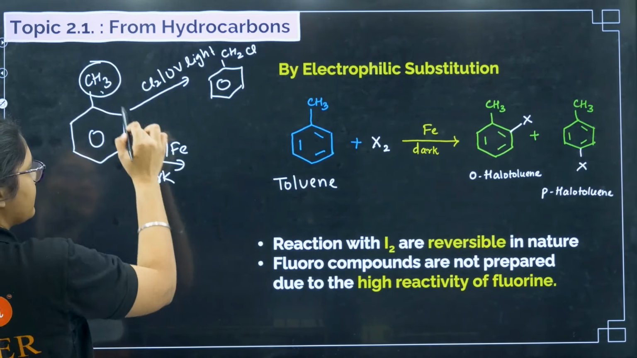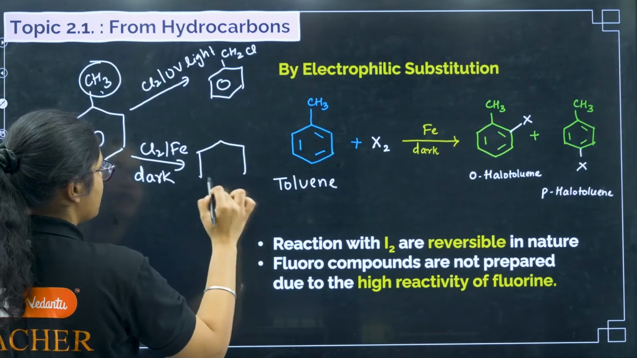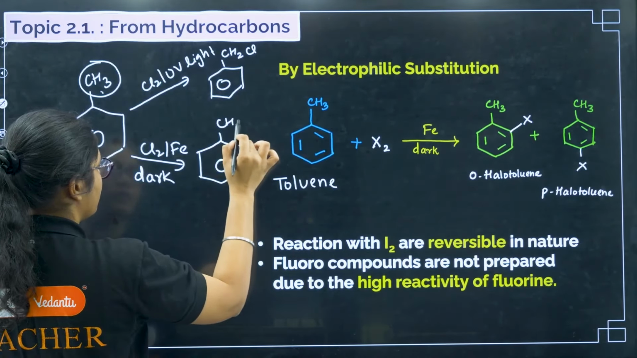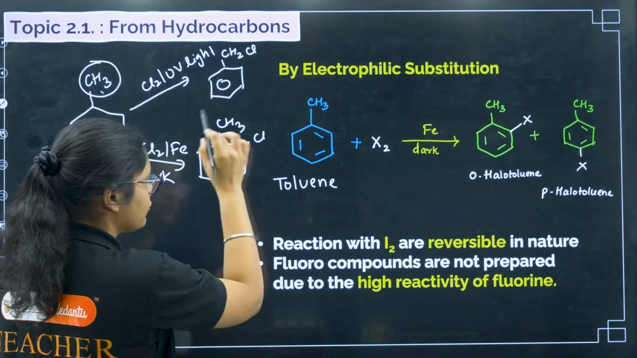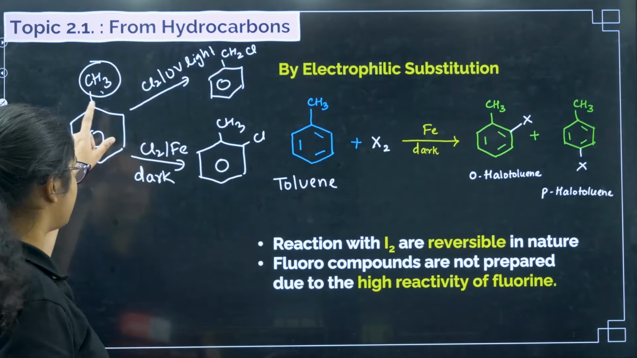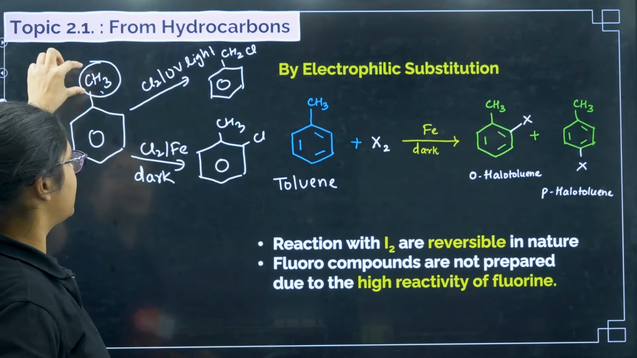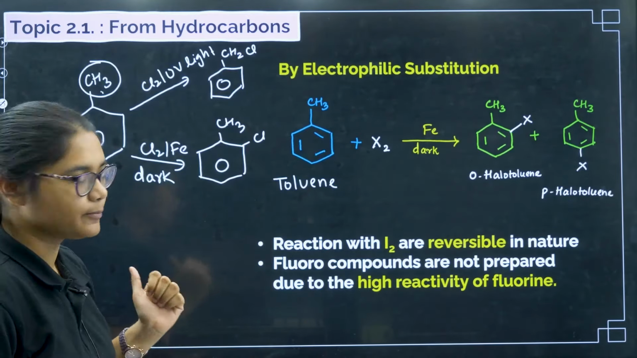This part will not react; the benzene ring will react and you will get chlorine in the ortho position and in the para position, both will be there. So you see the difference here. If dark is there, the ring will be affected. If light is there, the aliphatic chain will be affected.